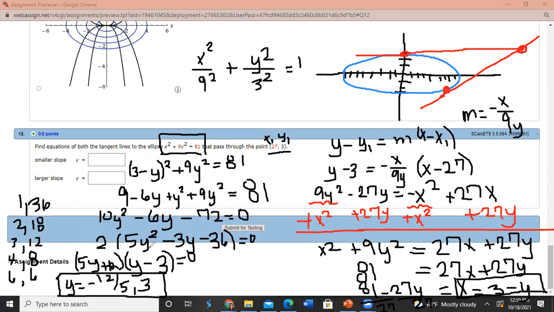So however you do it, whether you do guess and check, which is what we did here, or you do the AC method, hopefully either way you should be able to get 5y plus 12 times y minus 3. Let me know for sure if the factoring is tricky at all. So then we can come down to y equals negative 12 over 5 and y equals 3. So those are my 2 y coordinates for my equation. Okay, and then we're almost done. We just need to get the x coordinates that go with that.